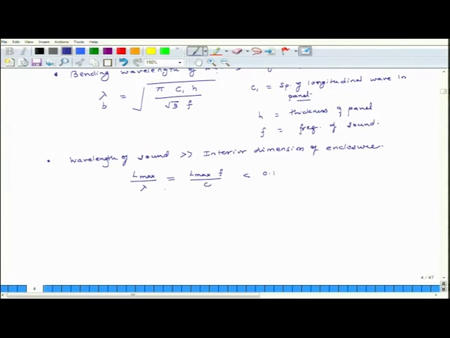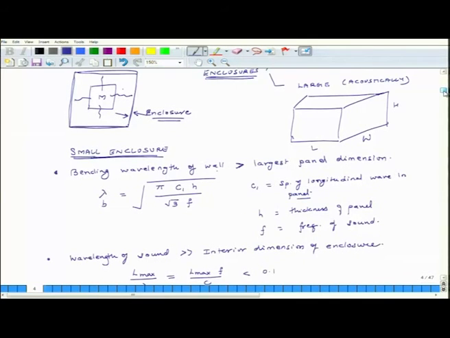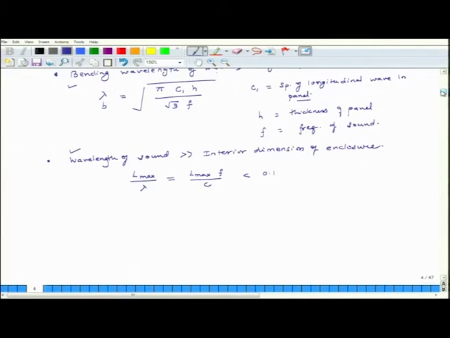So, if the ratio is 10 times or more, then we say that this is the case. The point is that an enclosure is small if it meets this condition as well as the other condition. If it does not meet either one of those conditions, then we will not consider it to be small.